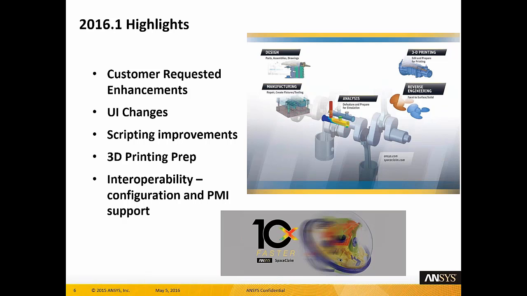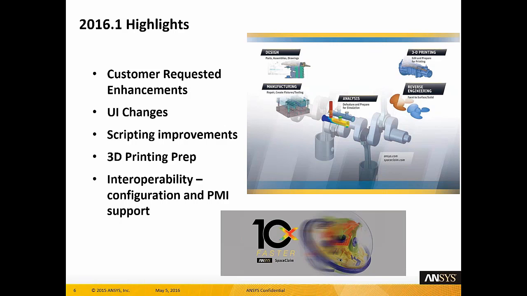The first is using SpaceClaim as a design tool, creating new concepts that include parts and assemblies. This is where a lot of our drawing tools come in very handy. Some of the other areas are manufacturing, prep for analysis, and then also reverse engineering and 3D printing. So when we do development for a release, these are the 5 big areas that we focus on. In 2016.1, we've taken customer-requested enhancements in each of these areas, and again I'll go through a couple of those here and put those in the software.